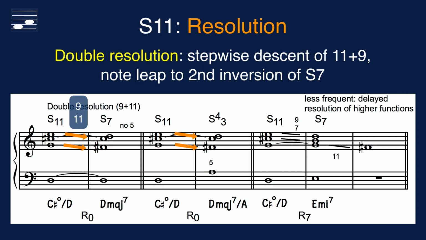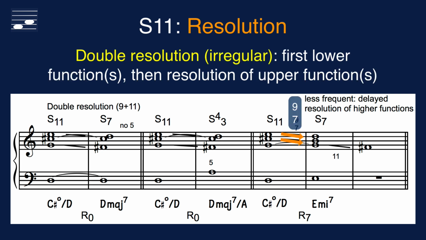A double resolution starts with the simultaneous resolution of the chordal functions 11 and 9, while moving into a 7th chord. The function 7 is suspended. The bass part may leap into the 5th of the second inversion 7th chord.